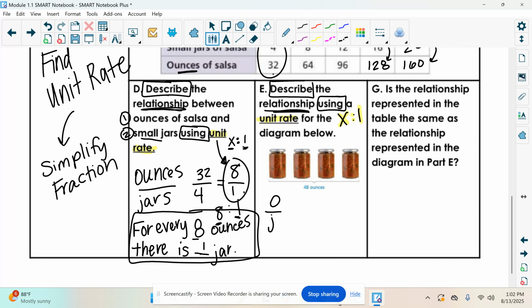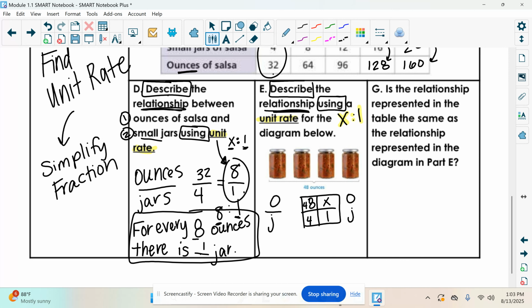Now the last time we did a fraction, and so I told you this time we do it as a ratio box. Okay? We're doing ounces to jars, ounces to jars. Because we're doing the unit rate, we're trying to figure out how many ounces are in 1 jar. Well, look at the picture. How many ounces are there? 48 ounces. How many jars are in the diagram? 4.